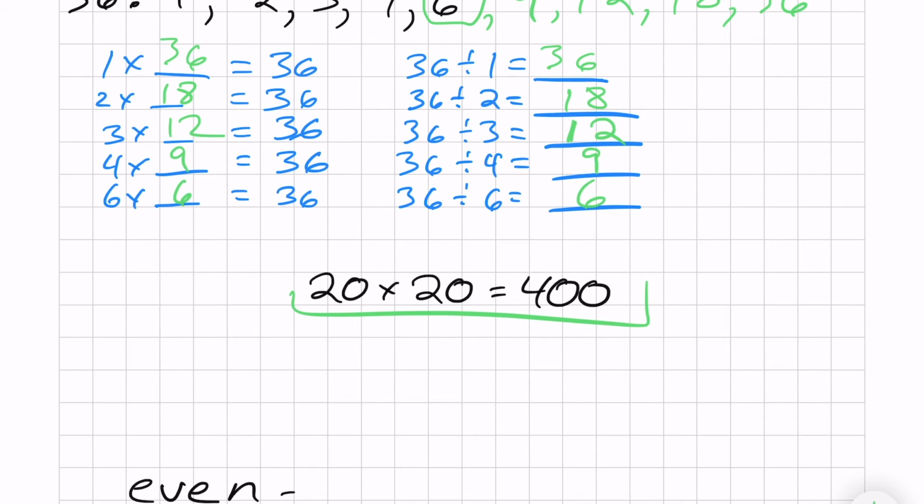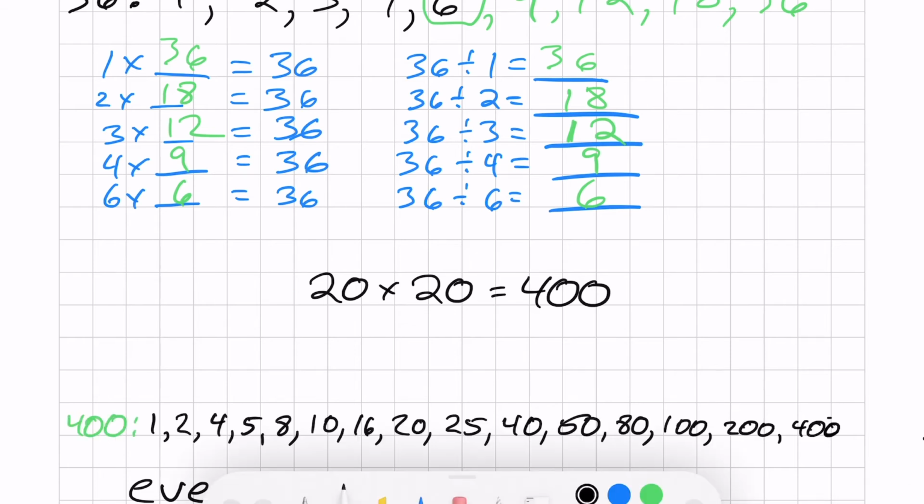So in order to answer this question, you need to find the factors of 400 and draw the factor rainbow. So I'm just going to get you to do that now. So make sure you pause the video. Okay, so I've drawn out all the factors for 400.